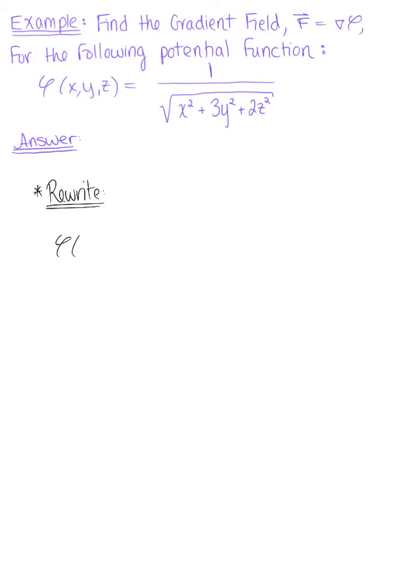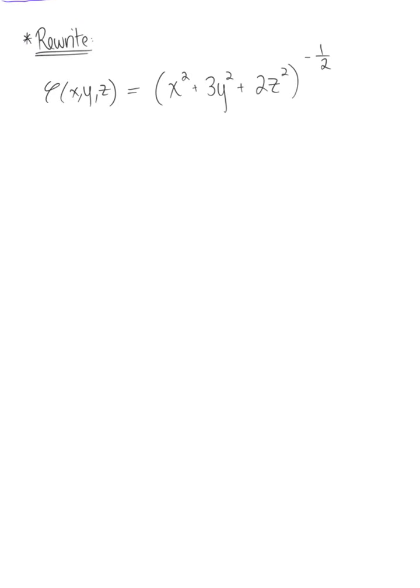So we have phi of x, y, z, and we know that this square root can be converted to an exponent of 1/2, and we want to bring that to the numerator, leaving us with x squared plus 3y squared plus 2z squared, all raised to the negative 1/2. So now we are ready to go ahead and find the first order partials. We want to find the first order partial derivatives with respect to x, y, and z.